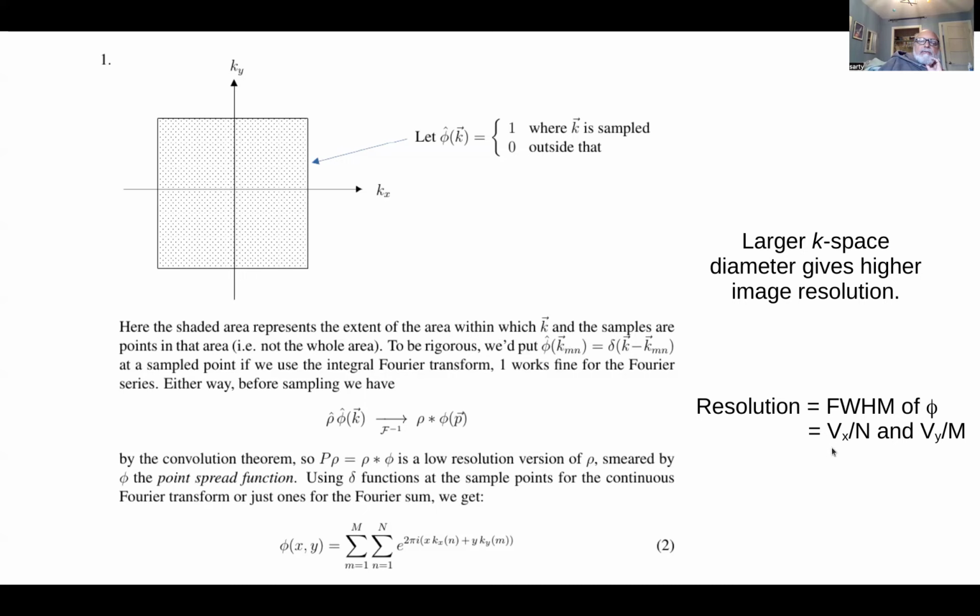And it turns out if we collect M and N samples and reconstruct an M by N image, that resolution is basically equal to the pixel size of your image, right? So you take Vx and Vy, which are going to be the field of view in the X and Y direction of your image. I'll talk about that in the next slide. And you divide by the number of samples you have. That's your pixel size, and that corresponds actually to the resolution.